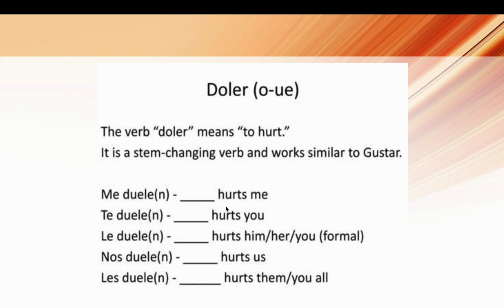So the verb that you're going to use the most with this is doler. And doler is a stem changing verb. So when we talk about things being in the infinitive, right here in doler, it means to hurt. But this O changes to UE, so it looks like this. D-U-E-L-E, duele. And that means hurts, and it will change to duelen if it is more than one thing.